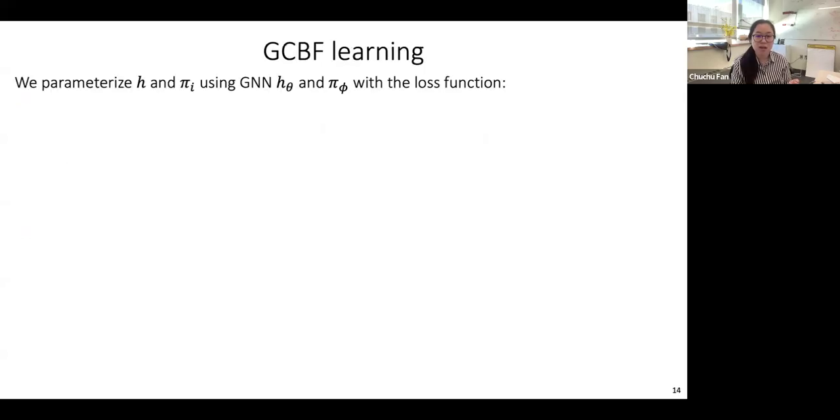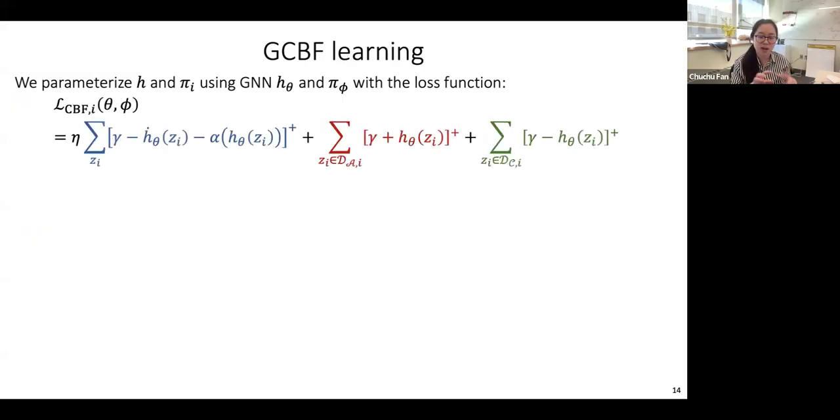And how to do them? The whole learning process is quite straightforward. We encode both the h and the policy pi using GNNs with corresponding parameters for the weights and biases and other important architectures. And we have this loss term called the loss for CBF. This is a loss for constructing the CBF condition. It has 3 terms, but it's quite easy to understand. I have some color encoding here, but let's just look at the first one. The first one is blue.